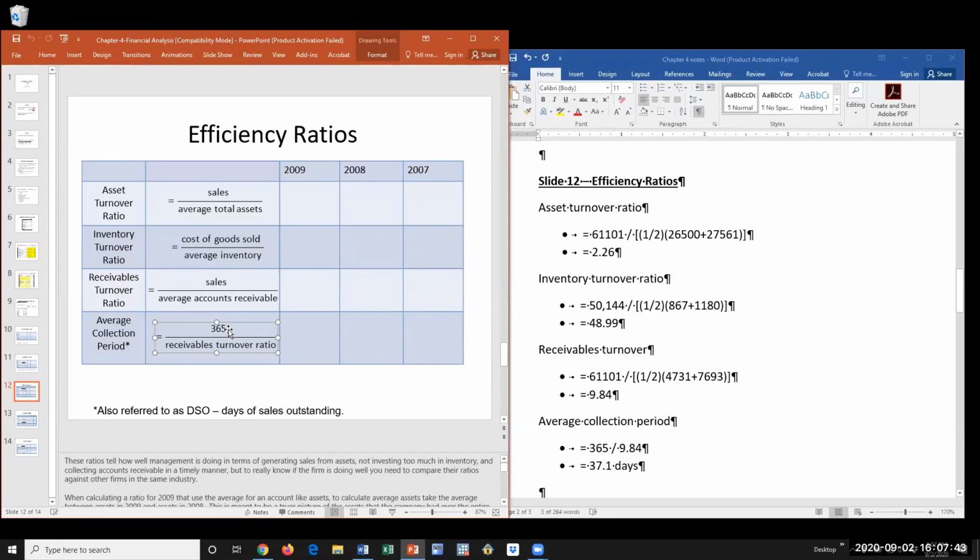I know it seems a little strange, but basically by taking the number of times we go through receivables in a year and dividing that into 365, that gives us the average number of days it takes to collect our bills, right? And in this case, that's 37.1 days. So that means when a company sells something on accounts receivable, they get cash for it after 37.1 days on average. And that's not too bad.